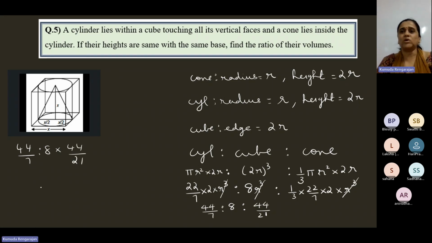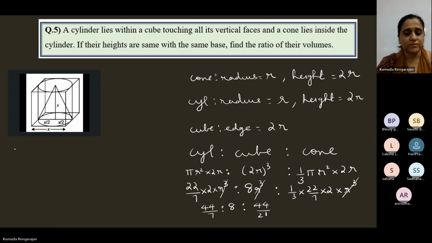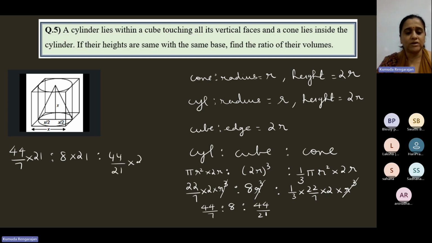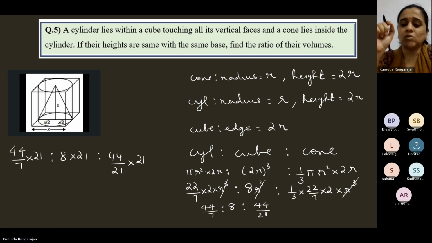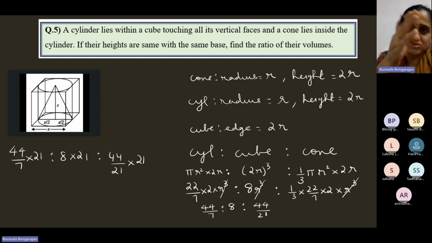But the thing is, we don't want the denominator. So you can multiply all the numbers by a common number. You can multiply all the three numbers by the same number, any same number. What do we have in the denominators? 7 and 21. What is the LCM of 7 and 21? 21. Multiply the three terms with 21. When you do that, you will get rid of the denominator.